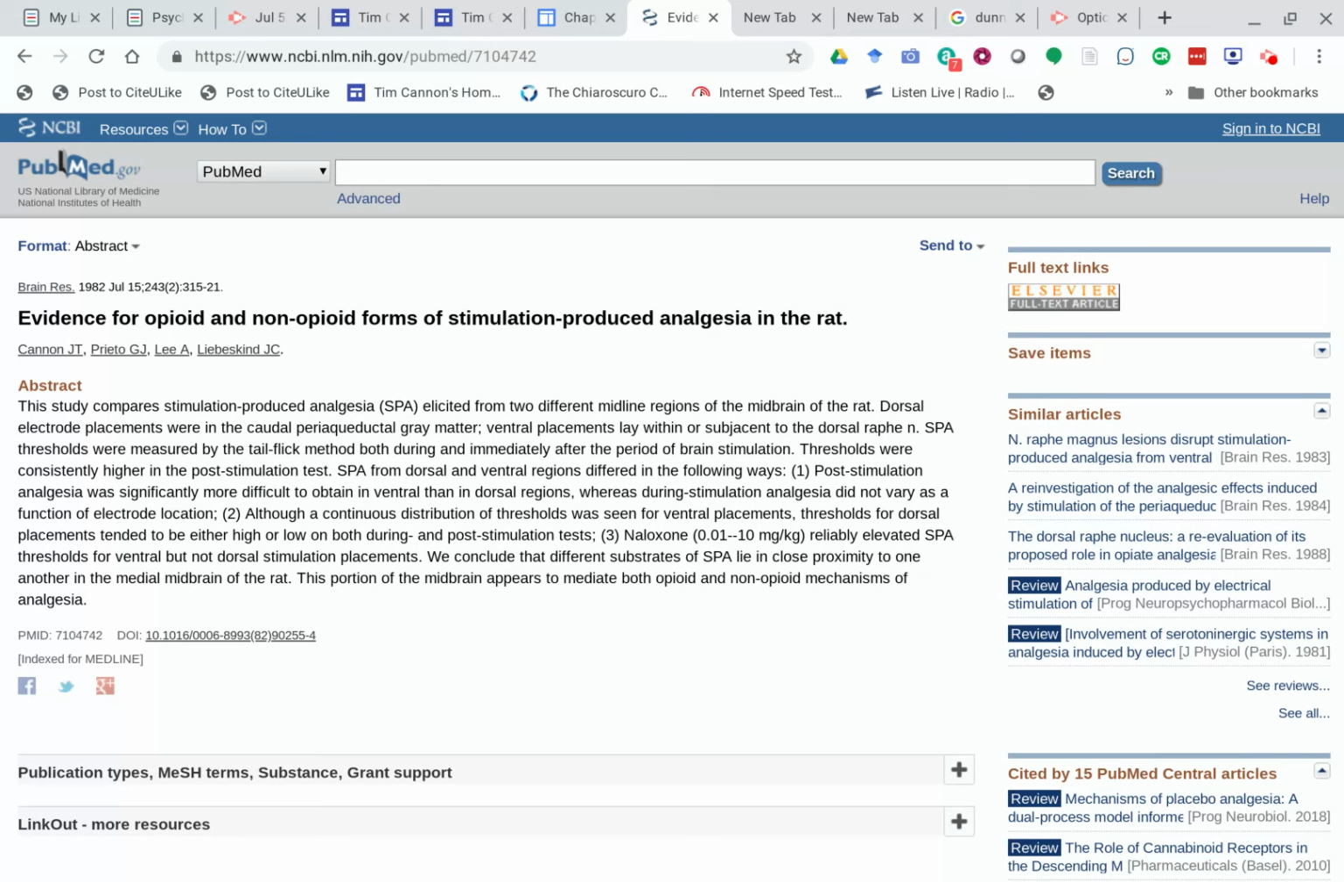And 20-some years later, they figured out the non-opioid was endocannabinoid, marijuana. Ask me if I'm frustrated that it took 20 years to figure that out.